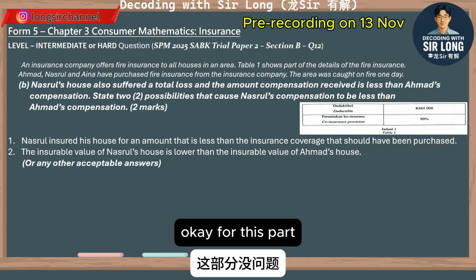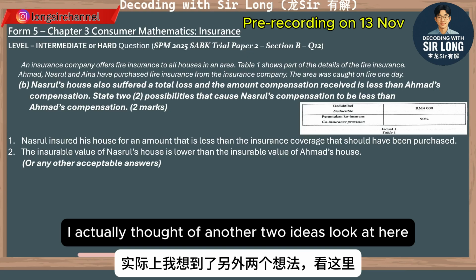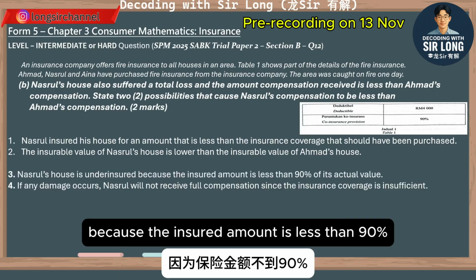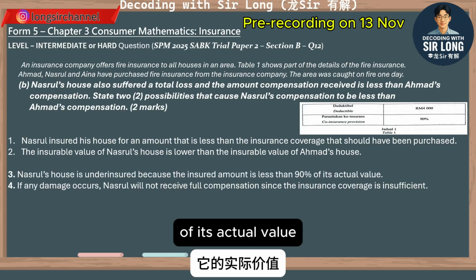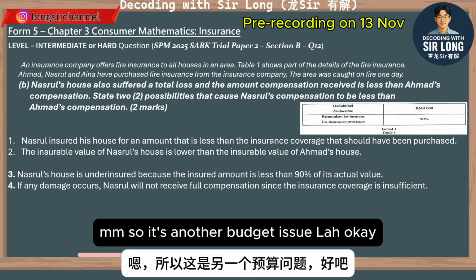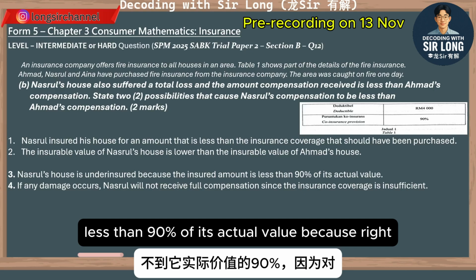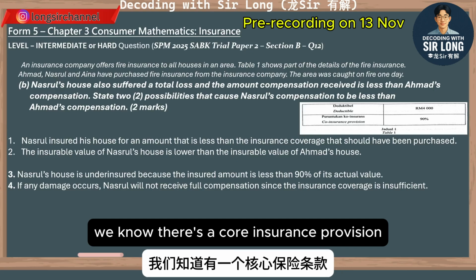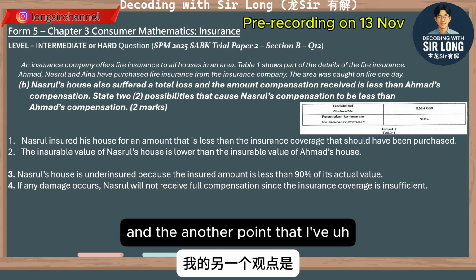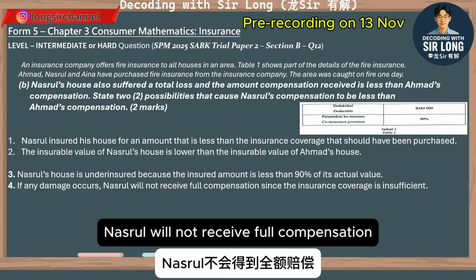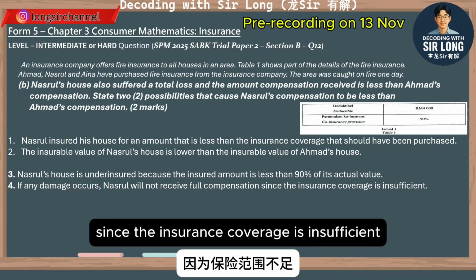Okay, for this part, I actually thought of another two ideas. Look at here. Nasrul's house is underinsured because the insured amount is less than 90% of its actual value. So it's another budget issue. Then of course, you can write it this way: less than 90% of its actual value, because we know there's a coinsurance provision. And another point that I've set out for this scenario is, if any damage occurs, Nasrul will not receive full compensation since the insurance coverage is insufficient.